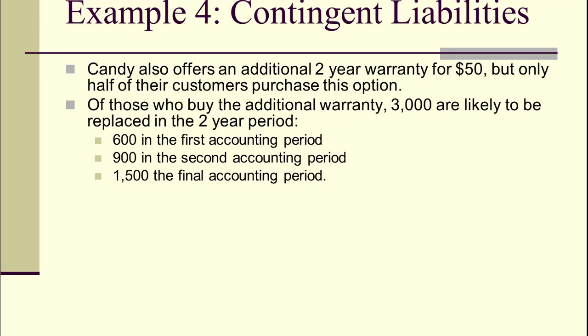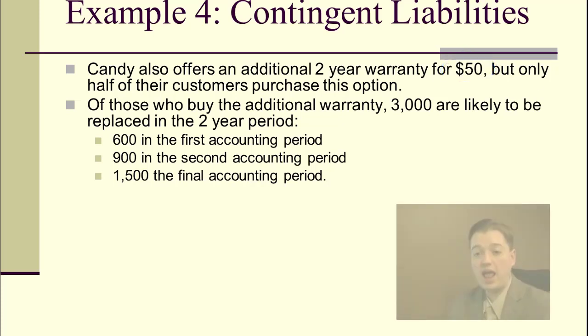Number 1, you have to have evidence of a contract. Well, we'd have a receipt, so we'd have that. Number 2, you have to be able to identify your obligations, and we know that. We're offering this 2 years of extra coverage. Number 3, we need to recognize the price. Well, we know the price. It's given to us right up here, $50.